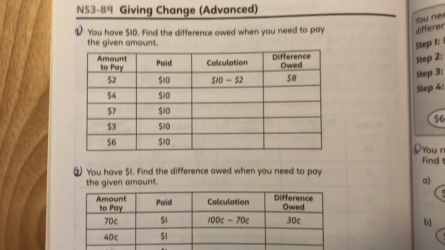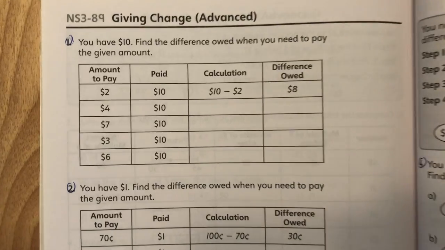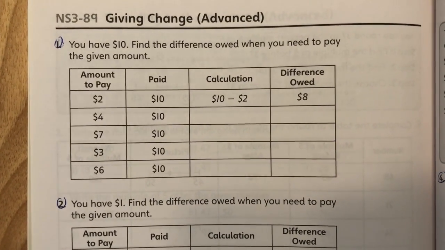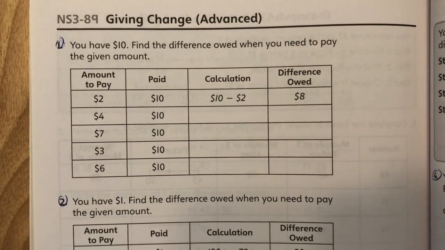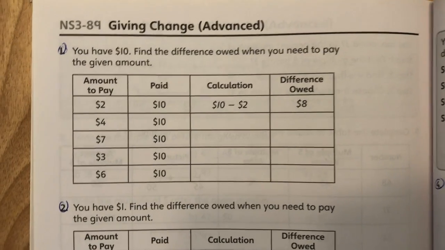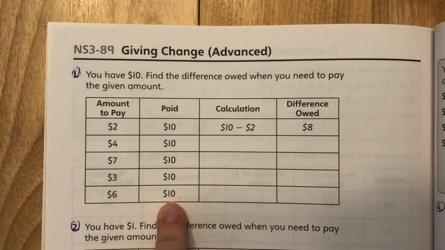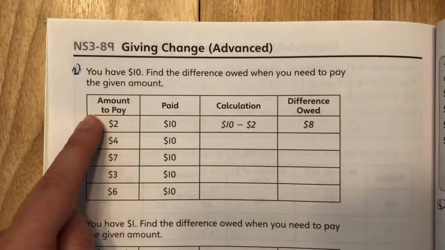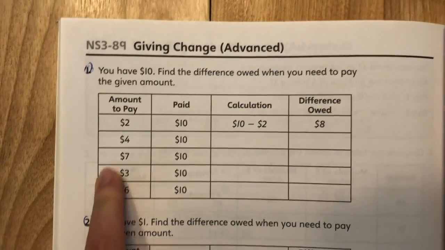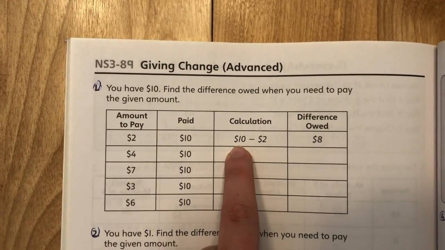Today we're on page 154 to 156. You're going to be doing numbers 1 to 5. So for number 1, it says you have $10. That's pretty awesome. Find the difference, so that means we're subtracting. Find the difference owed when you need to pay the given amount. So this is how much you're paying every time you're giving the person a $10 bill. And this is how much your item costs. First you buy something that costs $2, then $4, then $7, $3, $6, okay? You're going to calculate what the change needs to be by using subtraction.